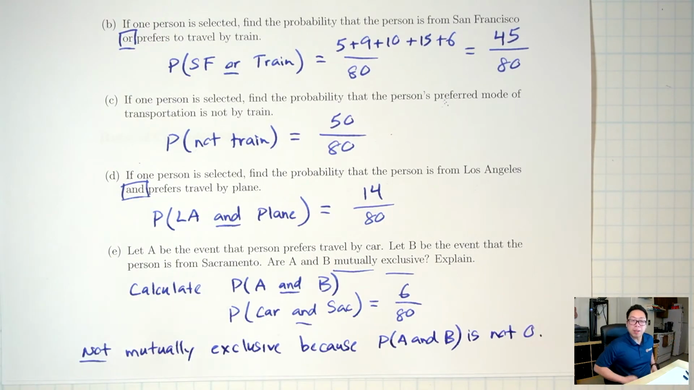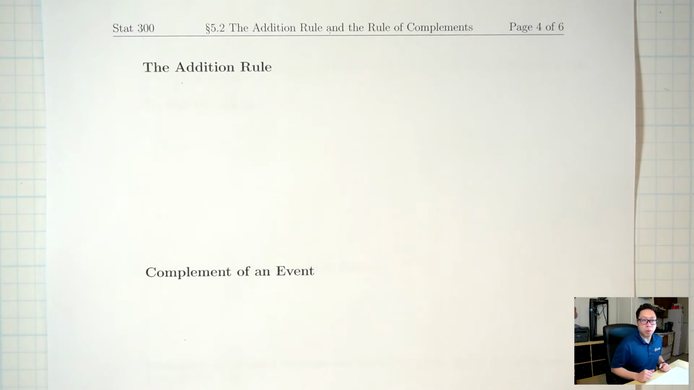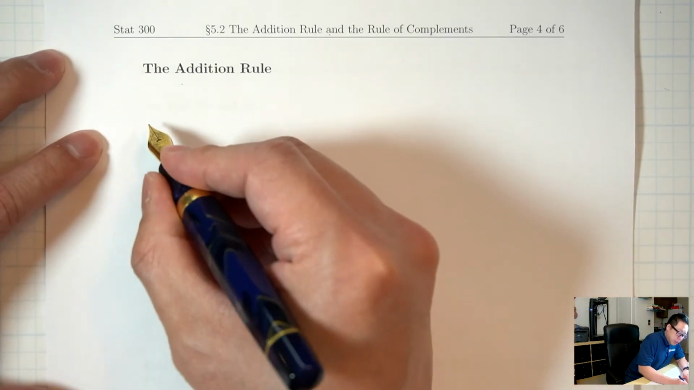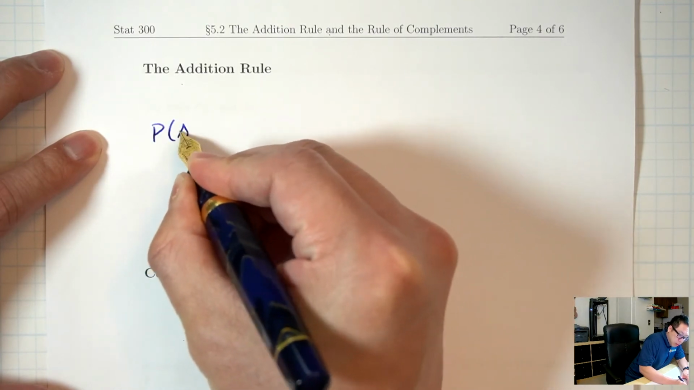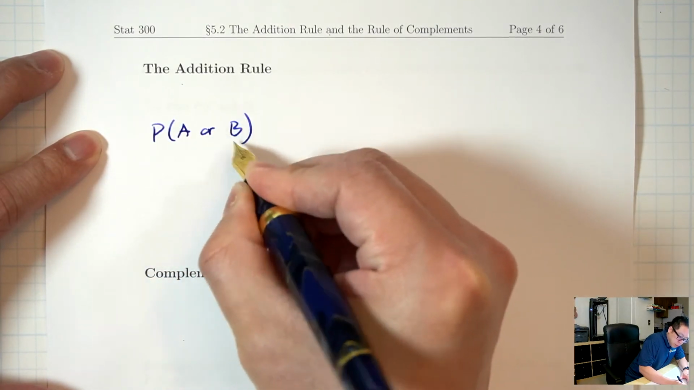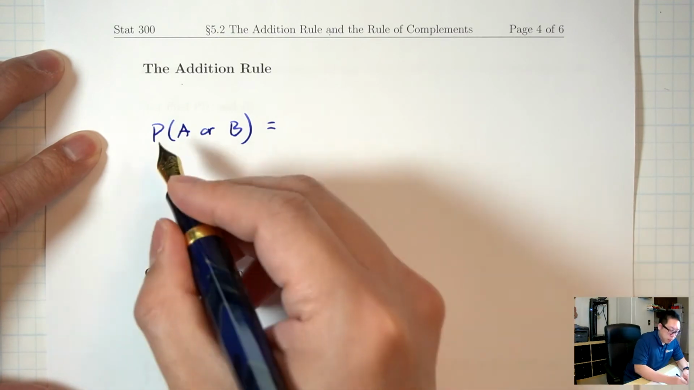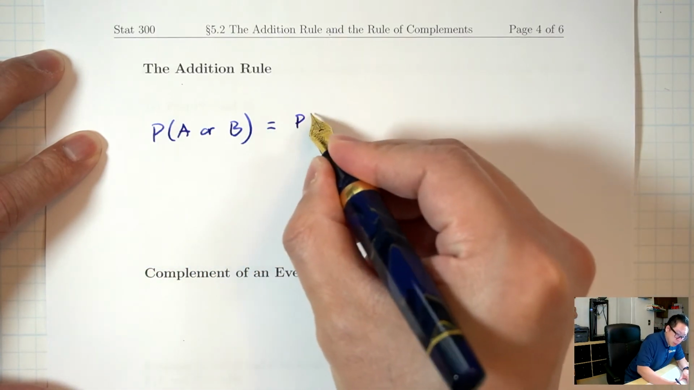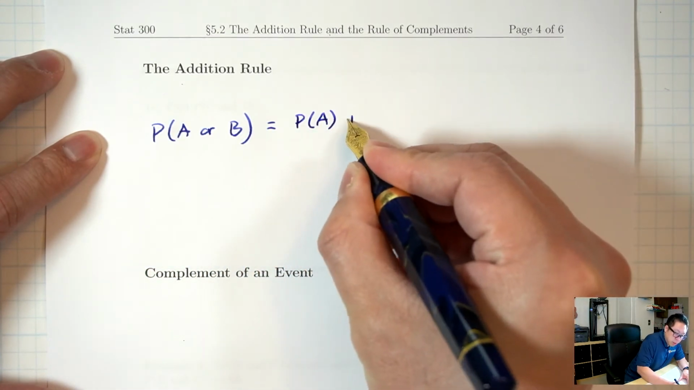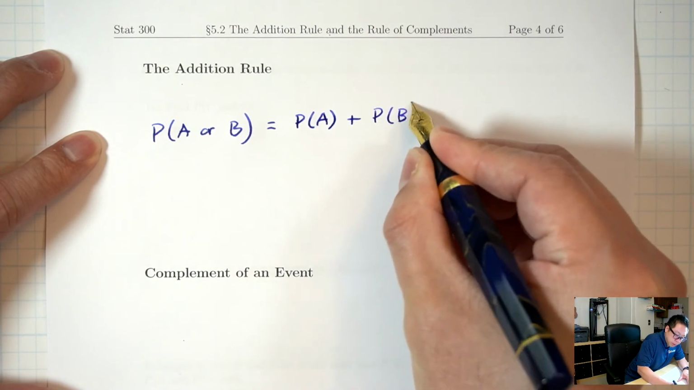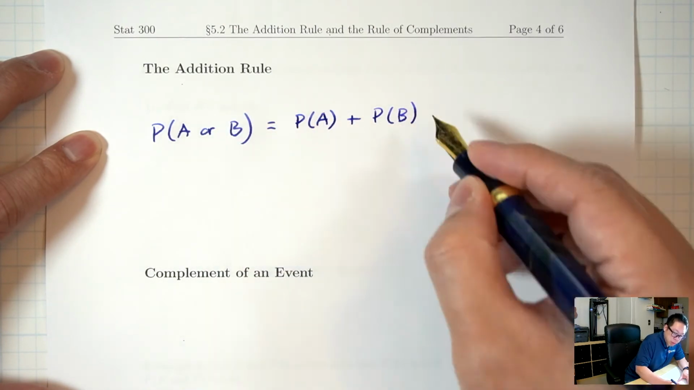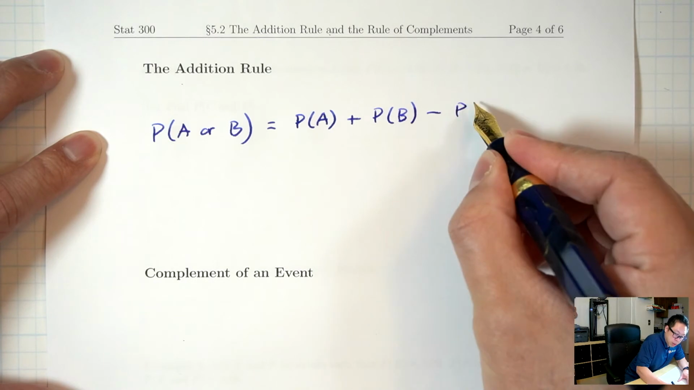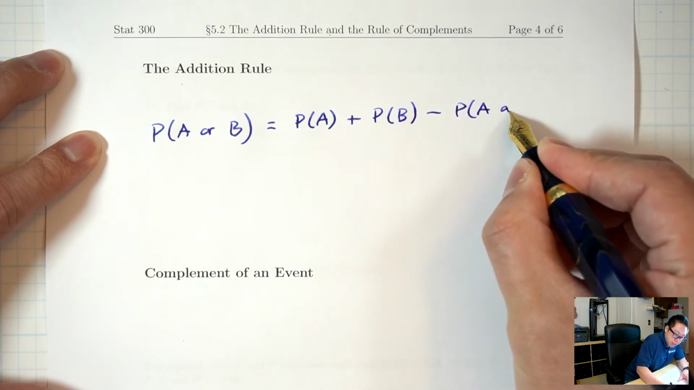Okay, and that's what I went by an explanation. The addition rule. So the addition rule basically just is a formula that tells you how to find the probability of A or B. Okay, and it says to find the probability of A or B, take the probability of A plus the probability of B. Okay, this is where the name addition rule comes from. And then subtract the probability of A and B.